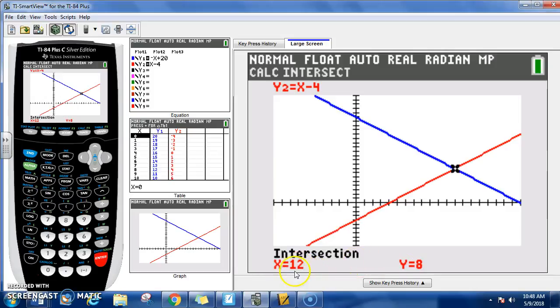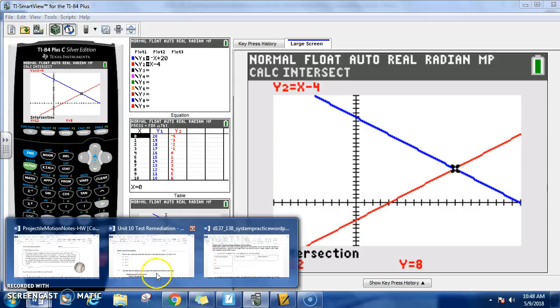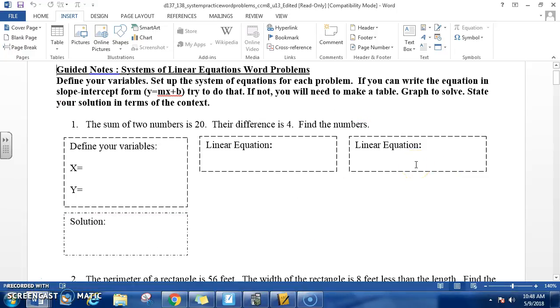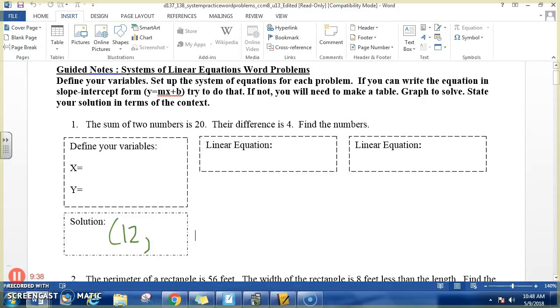And so that means that our ordered pair, our answer, is 12 and 8. That means that 12 and 8 is the solution to this system. So if we go back to our notes now, let's add that in, please. Okay, so where it says solution, let's write that as an ordered pair, and then let's talk about what that means. Okay, so 12 was our x value, I believe, right? And was 8 our y value?